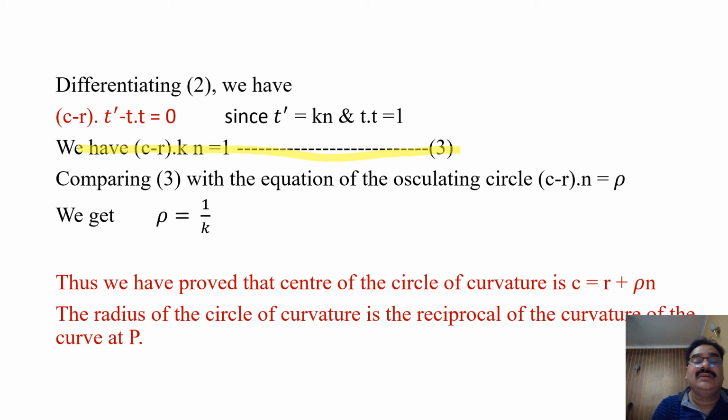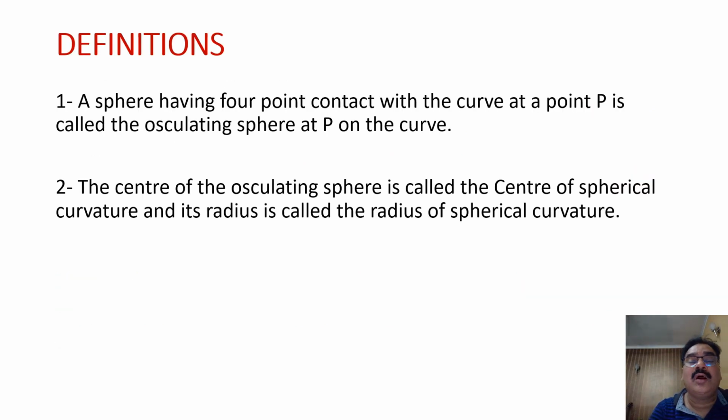Now comparing these two equations, this and this, you may write rho is equal to 1 by K. This indicates that we have proved that the center of the circle of curvature is C is equal to R plus rho n, and the radius of the circle of curvature is the reciprocal of the curvature of the curve at that particular point. So this theorem is very important to discuss the osculating circle.